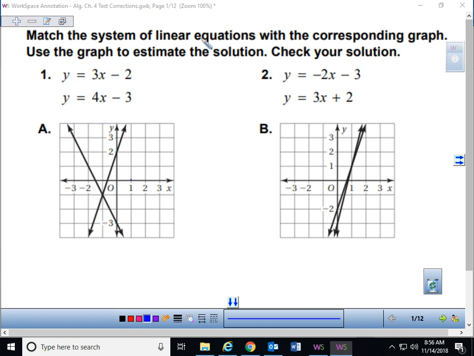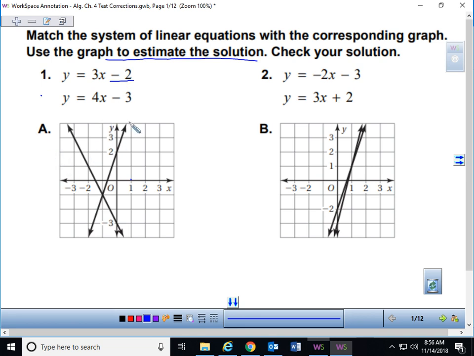It says match the system of linear equations with the corresponding graphs and use the graph to estimate the solution. That means that you have to actually tell me the point that they're intersecting. So what I like to do is look at the two equations. I always like to start here at the y-intercepts and try to match up each of the lines with the equation. So here in question 1, the first equation, y equals 3x minus 2, the y-intercept is negative 2. So I'm going to look at the graphs and find which one has a y-intercept of negative 2.